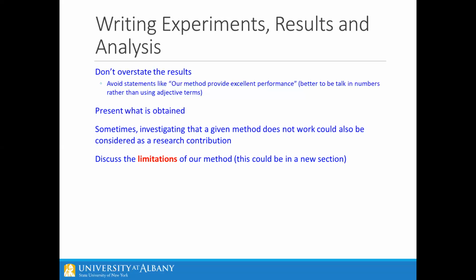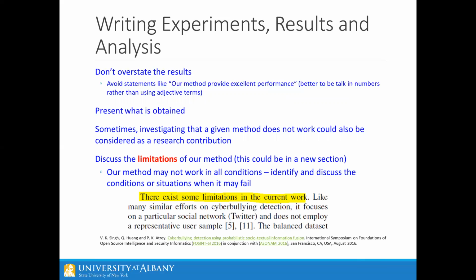And then finally, we should list the limitations of our method. And this could be a new section or it could be accommodated in the experimental section. Limitations means we need to mention in which cases our system or application will work and in which cases it will not work. Under what assumptions it will work, under what assumptions it will not work. Okay. So our method may not work in all conditions. Therefore it is important to identify and discuss the conditions and situations where it may fail. So one example of this is, there exist some limitations in the current work and you can then describe those.